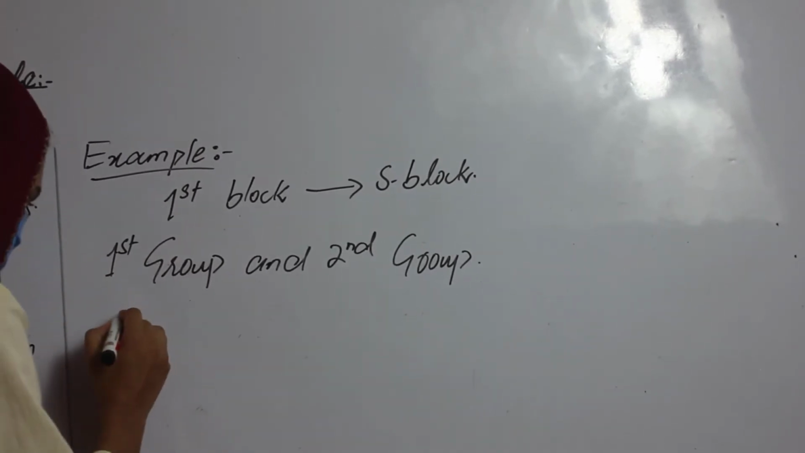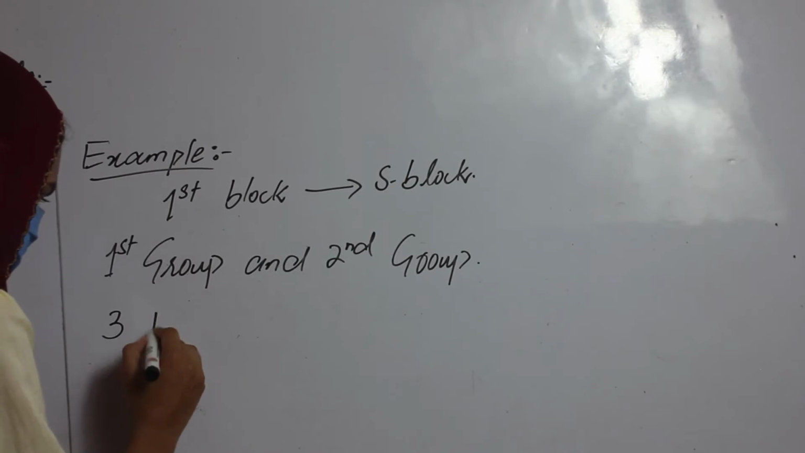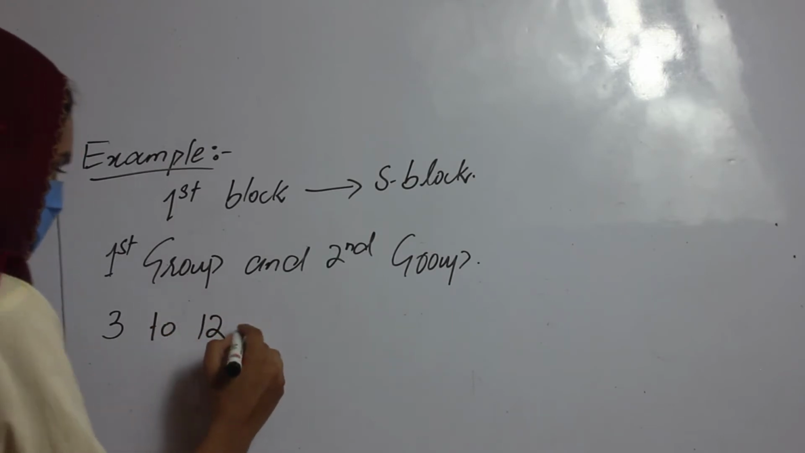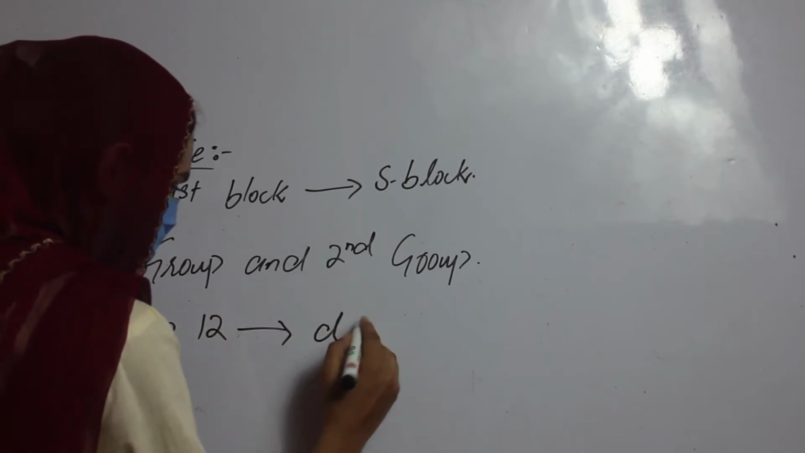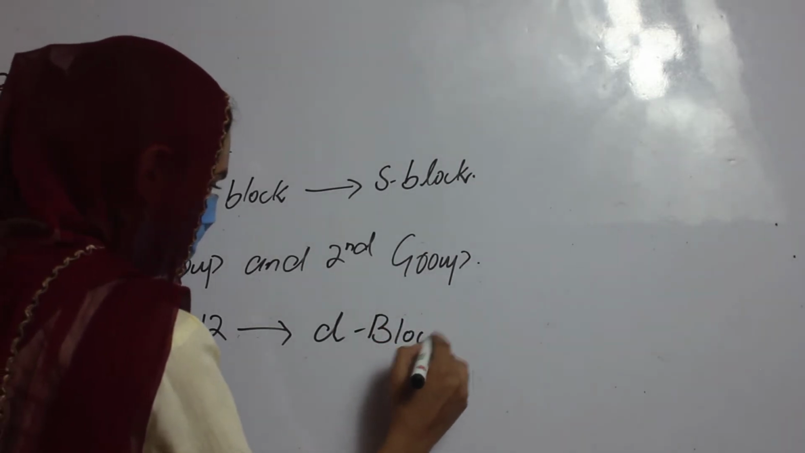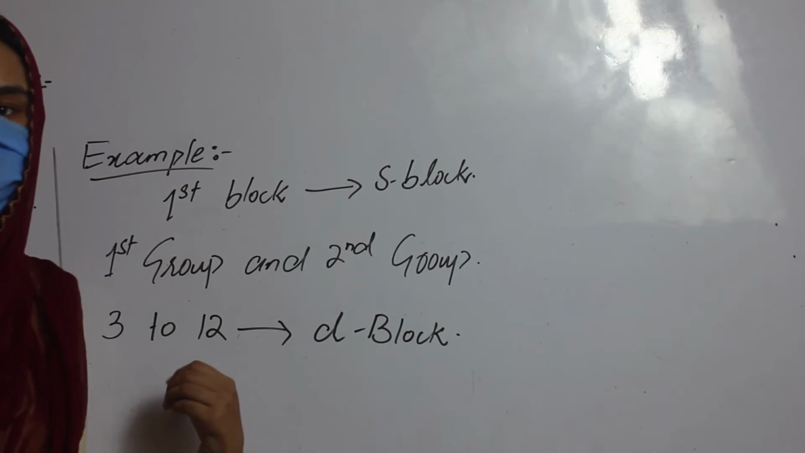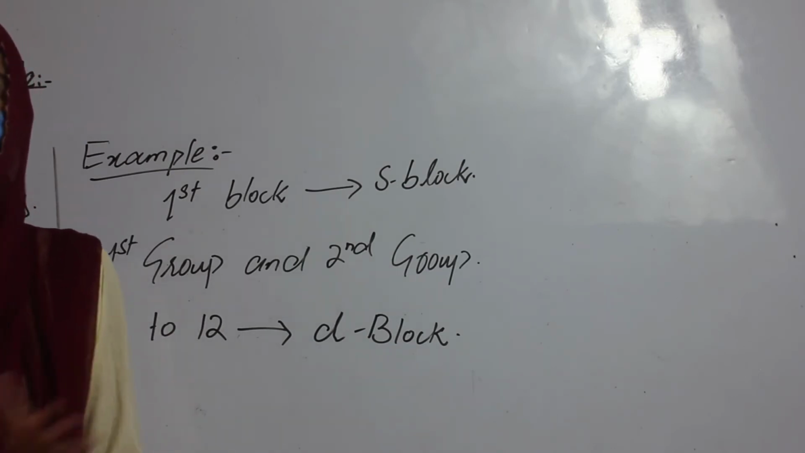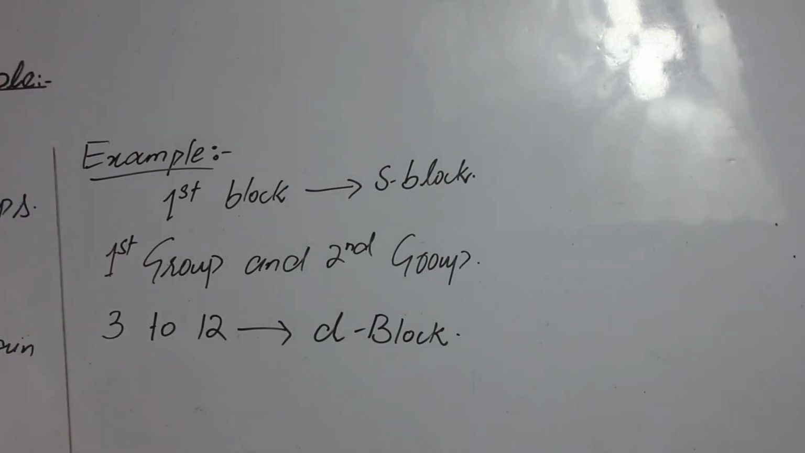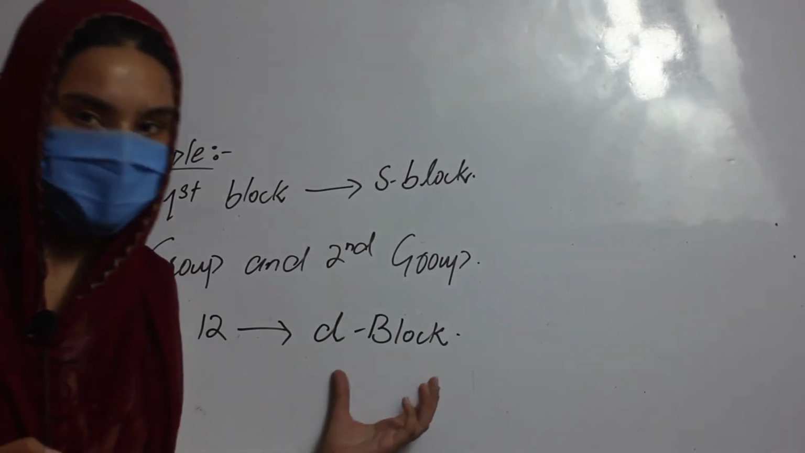Second one is group number 3 to 12. They are the D block. Why are they the D block? The reason is that all elements of group number 3 to 12 have the last valence shell as the D subshell. That's why they are present in the D block.